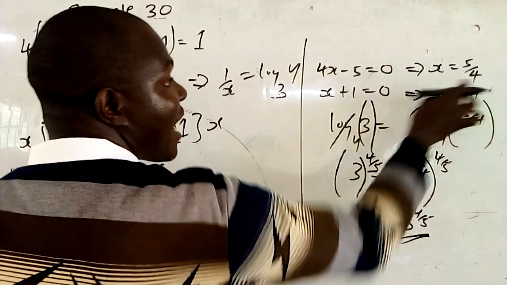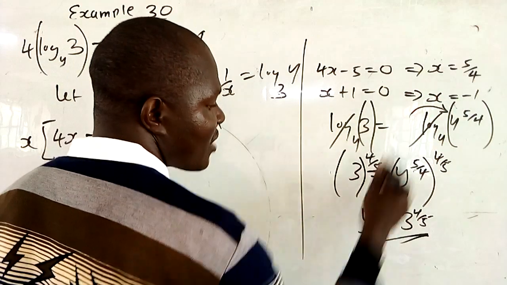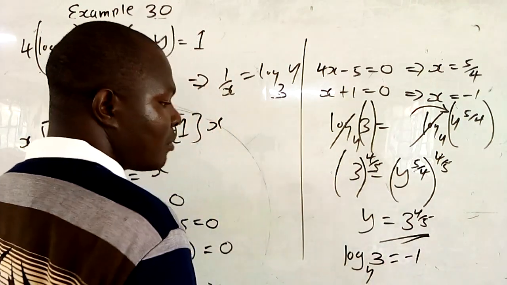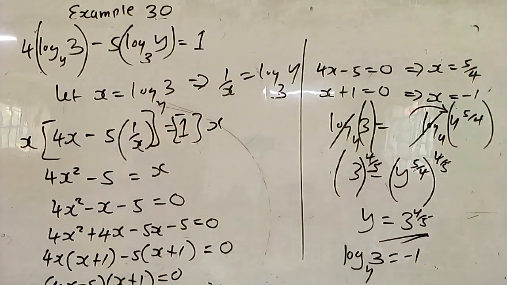Then the second case, x is negative 1. But what is x? x is log 3 to base y. So where there is x, you put log 3 to base y to be negative 1, isn't it? Are we together? So when you solve that, what do you get?